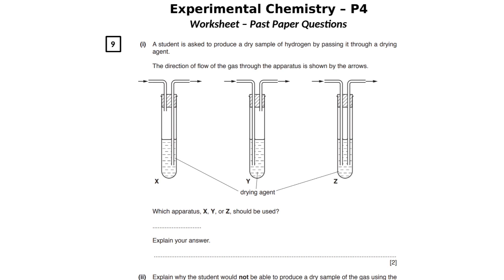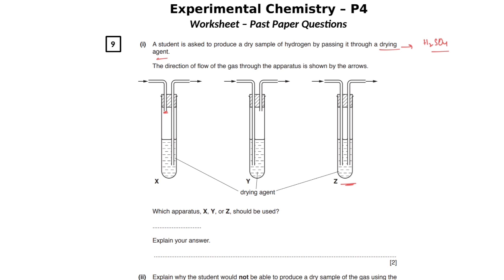So a student is asked to produce a dry sample of hydrogen by passing it through a drying agent. You should know the drying agent, a very famous drying agent is sulfuric acid. The direction of the flow of the gas through the apparatus is shown by arrows. Which apparatus X, Y, or Z should be used? It goes in. The thing is that the tube has to be dipped inside the liquid. The gas has to be bubbled through the drying agent. If you want to pass a gas through a liquid, you have to make sure that the gas goes inside the liquid. You cannot keep it at the bottom. You cannot keep it at the top here. You have to keep it dipped. So this is correct.